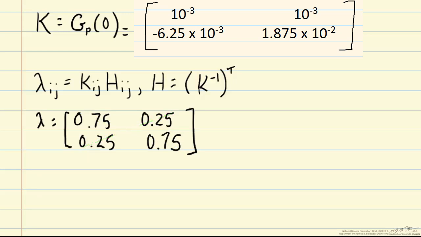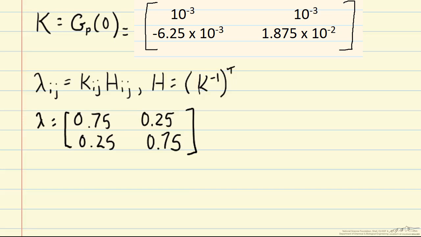Ideally, we would like to have all 1s on the diagonal and 0s on the off diagonal. This would indicate that we would have no interaction between our two control loops when we pair up U1 with Y1 and U2 with Y2. So here we can see from the 0.25 on the off diagonal that we do have interactions between our two control loops. And we can see this if we look back at the K matrix.